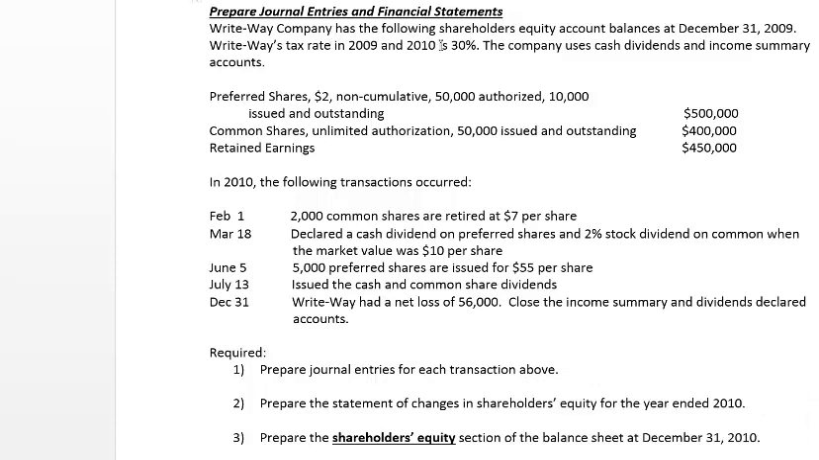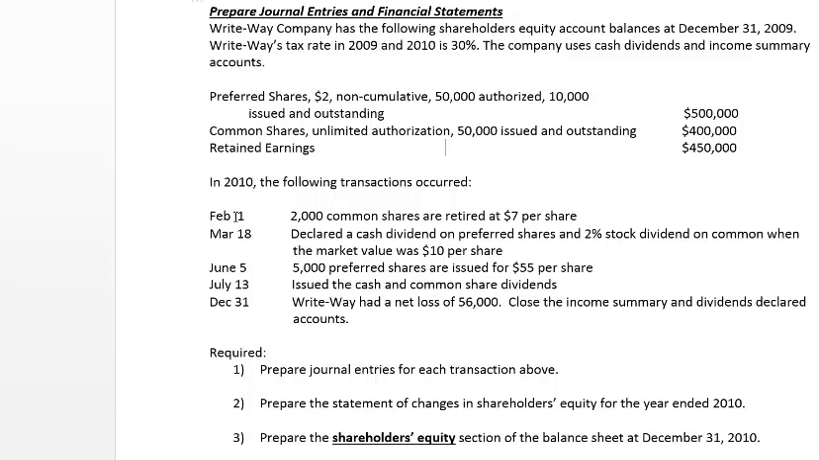You'll see in this question that it starts you off with information on the equity section of the balance sheet. You can see here that the dividend on a per share basis on the preferred shares is $2, and there's 10,000 shares authorized. We have issued and outstanding with 50,000 authorized. For the common, authorization is unlimited, and we have 50,000 shares that are issued and outstanding, and we also have a balance in retained earnings.